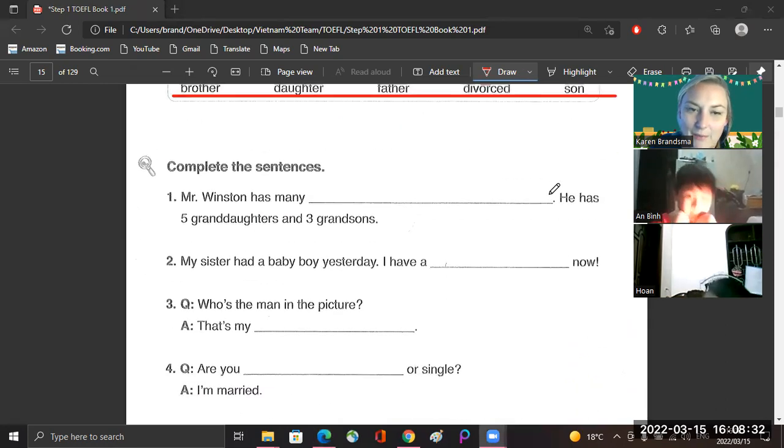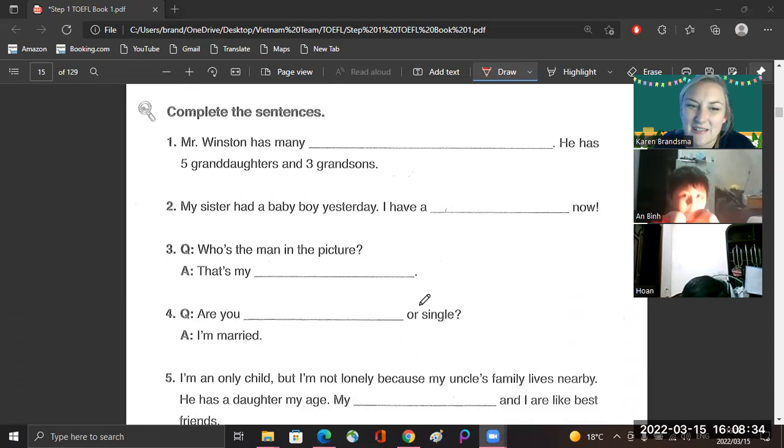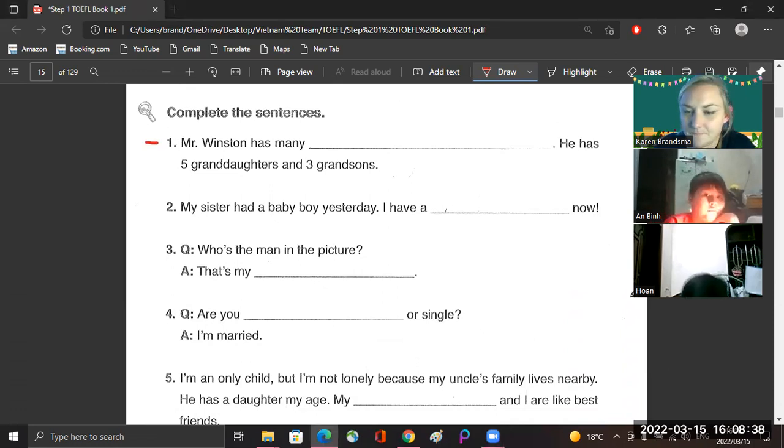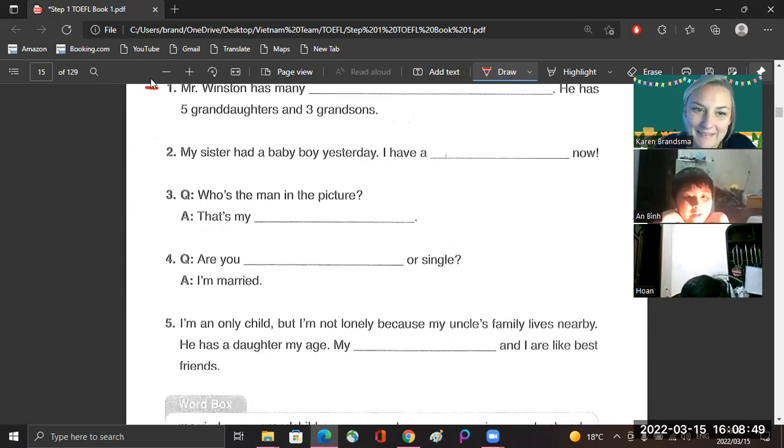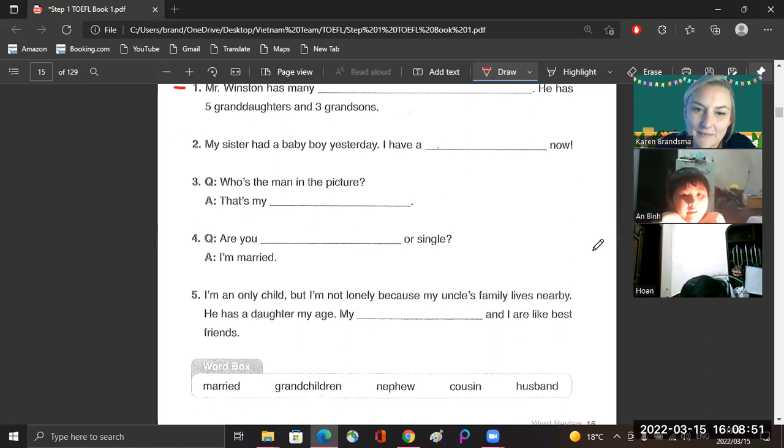Okay, very good. Now we need to complete the sentences. Bin, you can start number one. Middle Wisdom has many grandchildren. He has five granddaughters and three grandsons. Very good. Okay, sorry, we didn't see these words. Good.